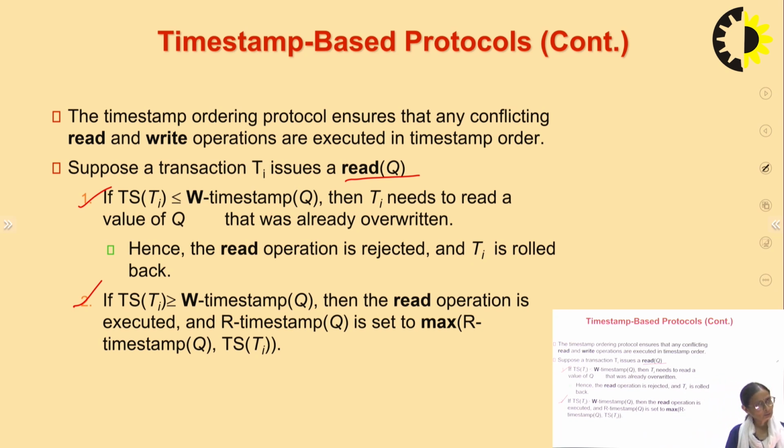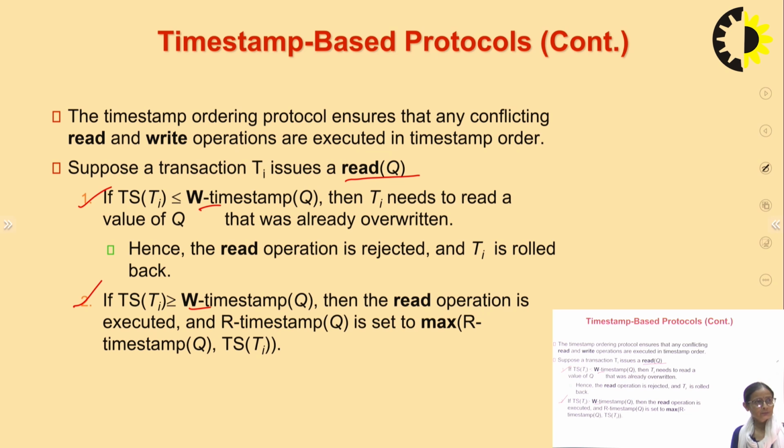And with what value are we checking? We are checking with the value W. Here, if timestamp of Ti is less than or equal to write timestamp of Q, then Ti needs to read a value of Q that was already overwritten. Clearly, in this case, the read operation is rejected and Ti needs to be rolled back.